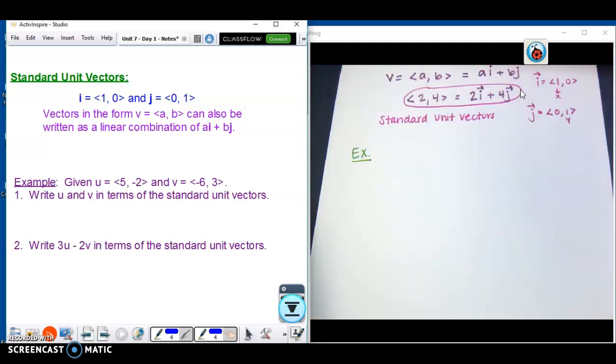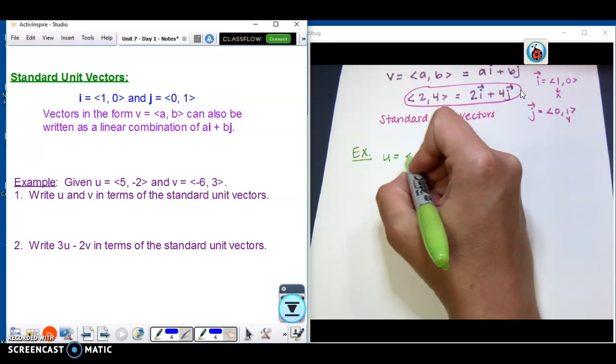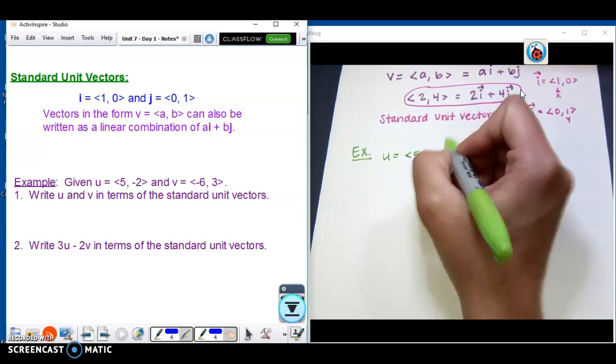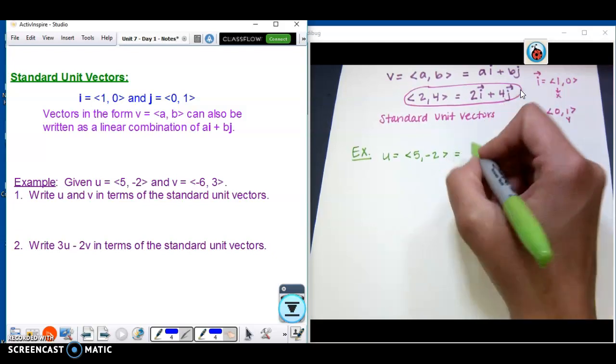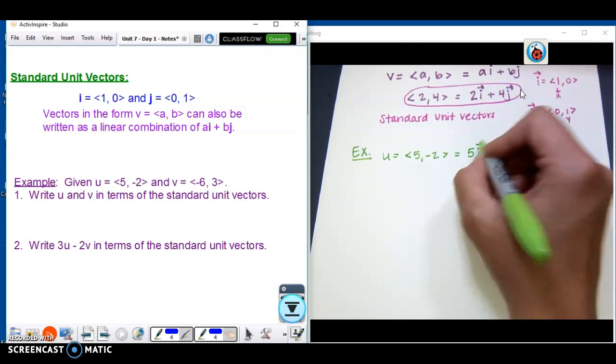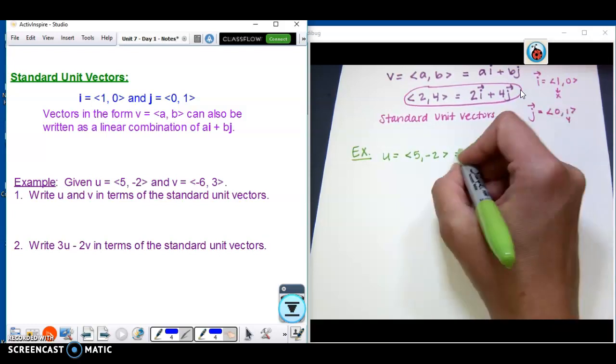for the first example, we want to write u and v in terms of standard unit vectors. So right now, u is 5, -2. Okay, that is a vector. If we want to write it with standard unit vectors, it's just going to be 5i minus 2j.